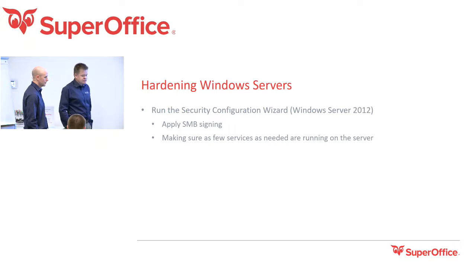So in that security wizard, you should apply SMB signing to secure the file protocol, and make sure also that you run as few services as needed. There's no point in running an FTP server, for example, if you don't use FTP. It just broadens the surface that the server is vulnerable to.